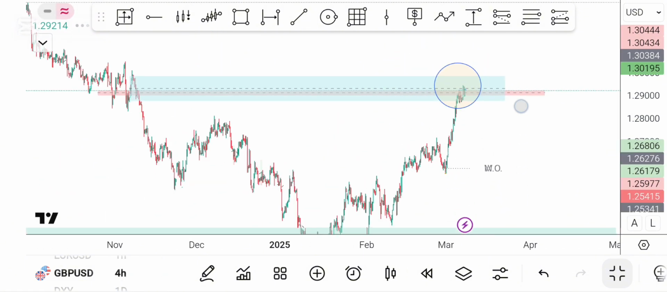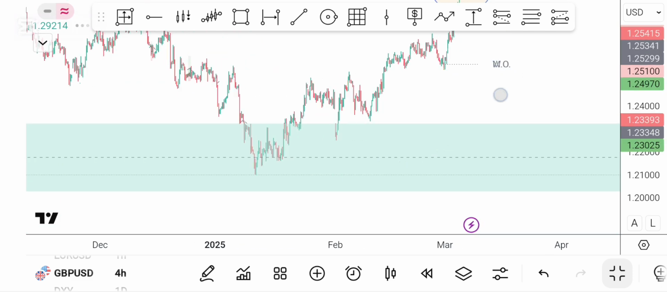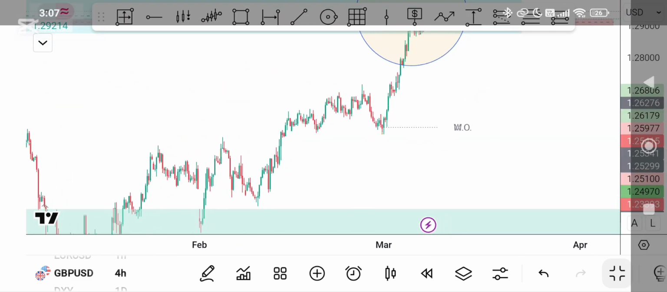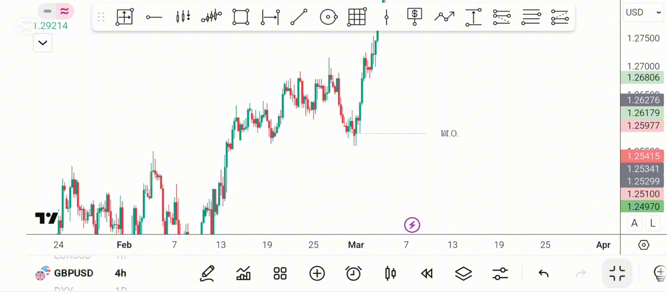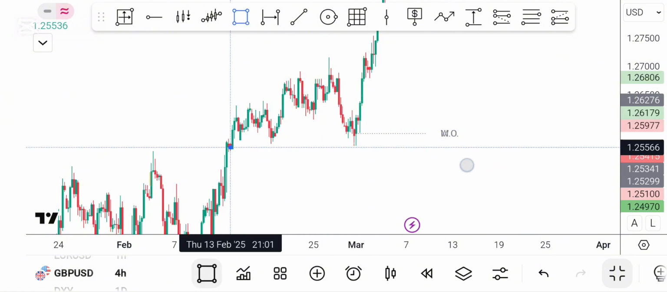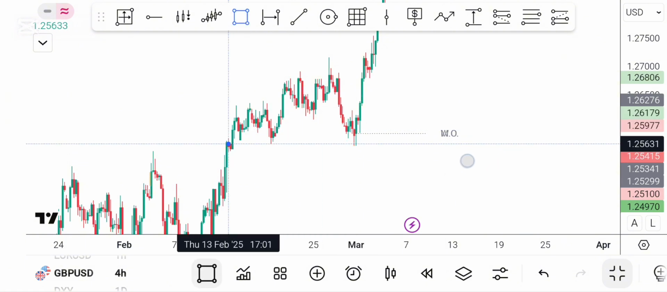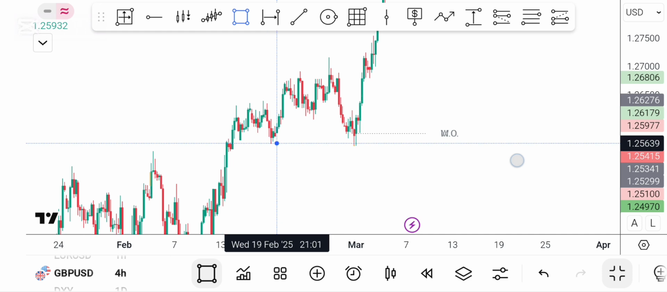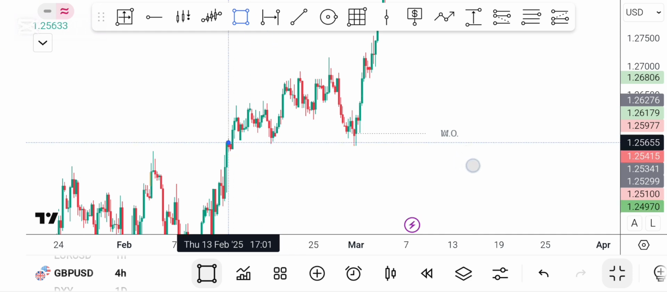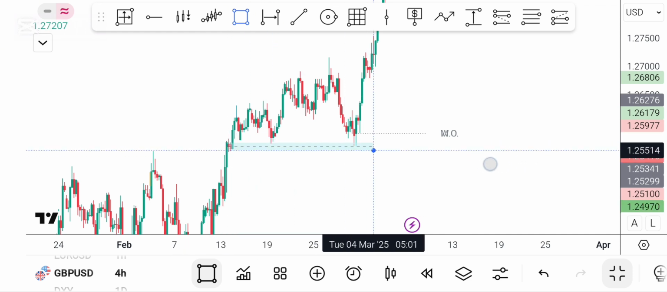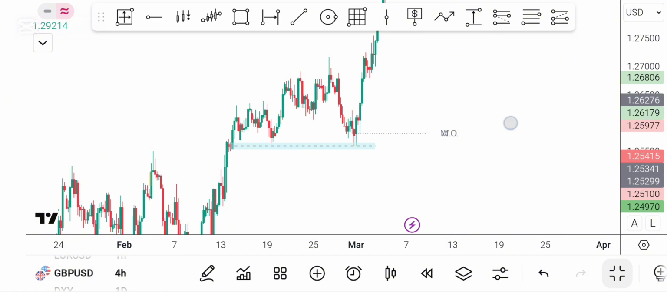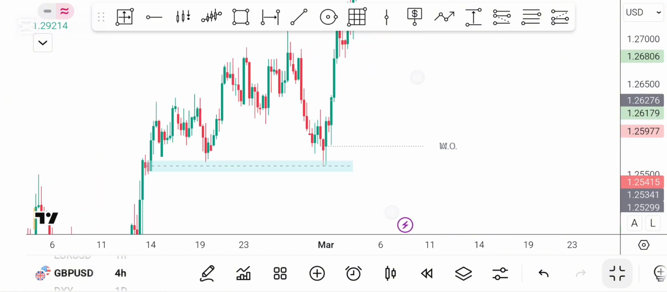Now on the 4 hour time frame, you will agree with me that when the week opened last week, we traded into a 4 hour bullish order block right here. Okay, this is a 4 hour bullish order block. After sweeping all the liquidity below here, we traded into this 4 hour bullish order block, and then we took off aggressively. I think I did a video on that.